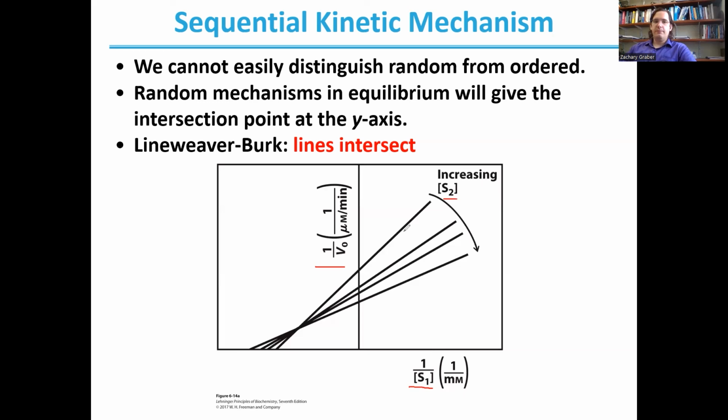With a sequential mechanism, you'll always get your lines intersecting. So if you see your lines intersecting, that indicates a sequential mechanism. You also can determine whether it's random or ordered based on where the intersection point occurs. So for a random mechanism, your intersection point will occur at the y-axis. So all of our lines would be intercepting right here. That would represent that your Vmax value essentially stays the same regardless of how you change your substrate concentrations.